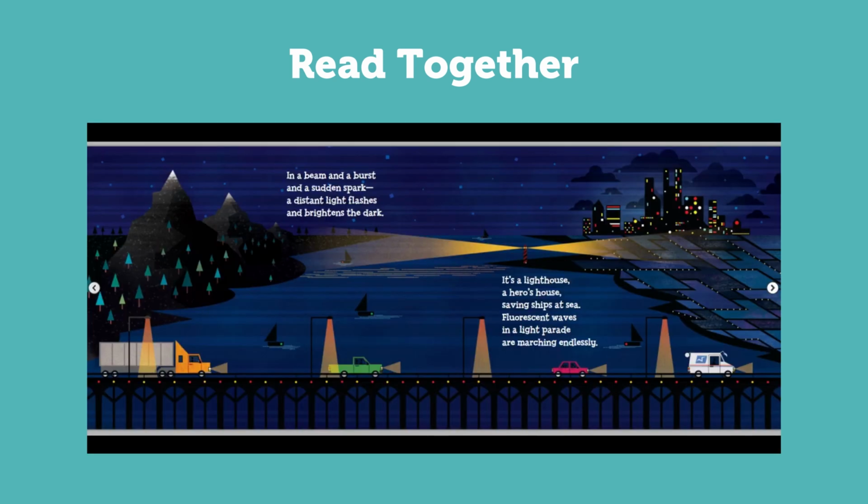In a beam and a burst and a sudden spark, a distant light flashes and brightens the dark. It's a lighthouse, a hero's house, saving ships at sea. Fluorescent waves in a light parade are marching endlessly.